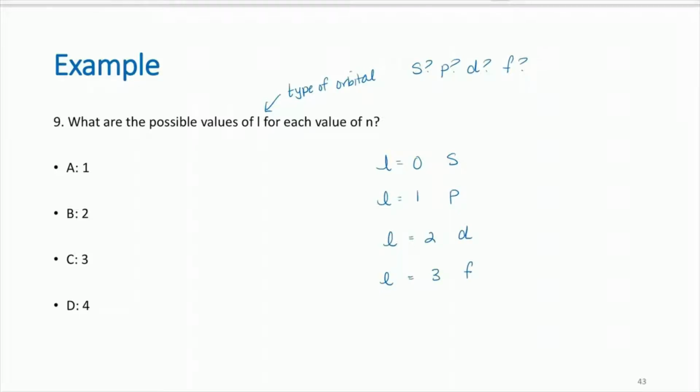l is equal to n minus 1 and anything below that. What I mean by that is, if n equals 4, I can have l equals 3, l equals 2, l equals 1, down to l equals 0. It's always l equals 0 up to the value of n minus 1. So if n equals 1, that means l can only equal 0. If n equals 2, l can equal 0 or l can equal 1.